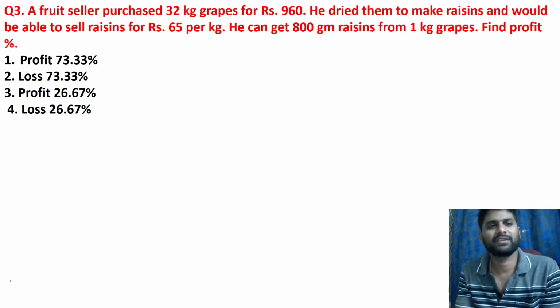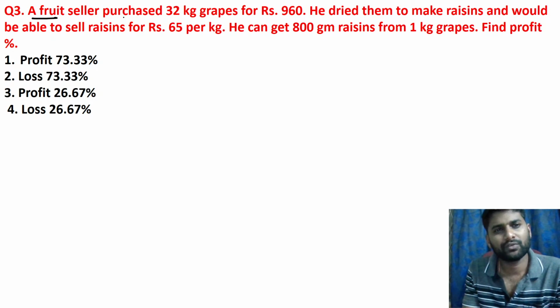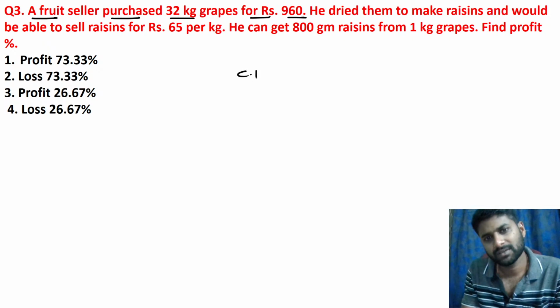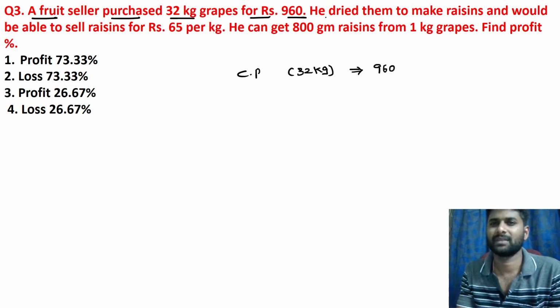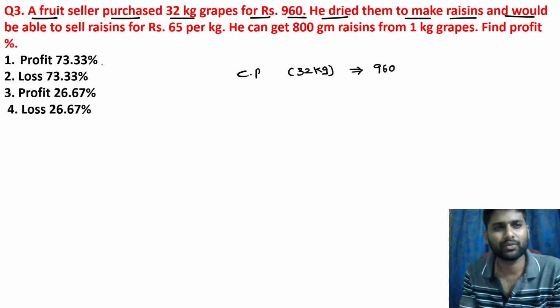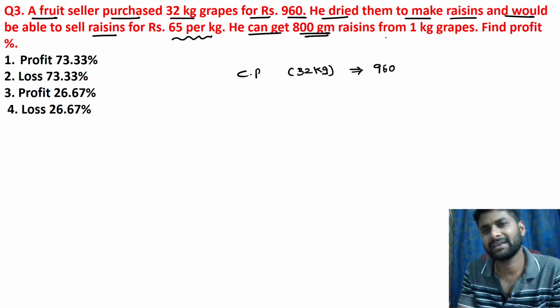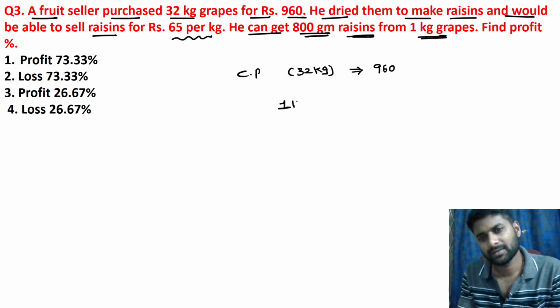Just read the information carefully. A fruit seller purchased 32 kg grapes for 960. Here the cost price of 32 kg is exactly equal to 960. So he dried them to make raisins and would be able to sell raisins at 65 per kg, but he can get 800 grams of raisins for 1 kg of grapes. For every 1 kg, the person gets 800 grams.